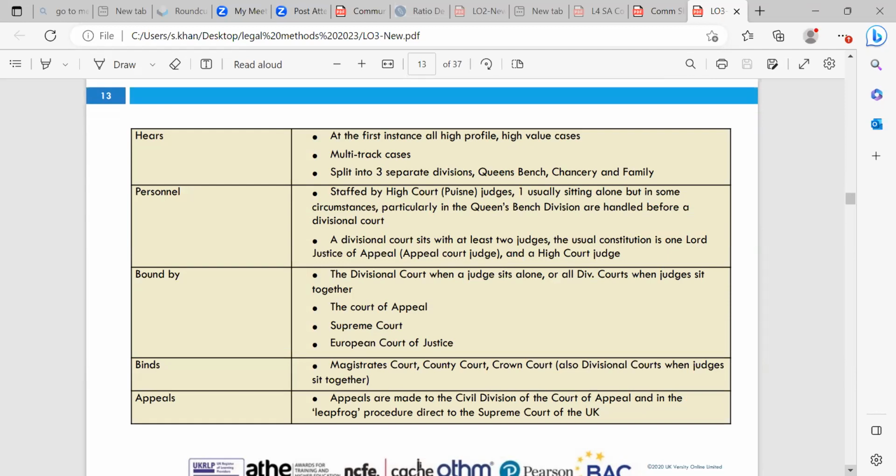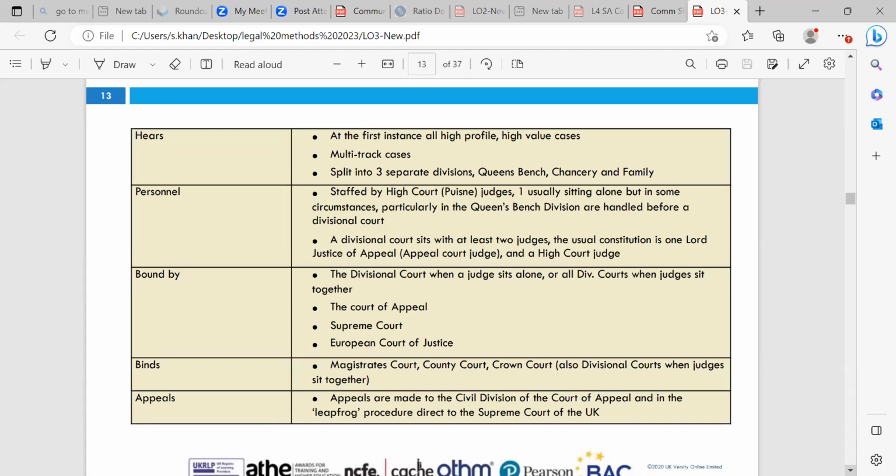The High Court hears at first instance all high-profile, high-value cases and multi-track cases, split into 3 separate divisions: Queen's Bench, Chancery, and Family. It is staffed by High Court judges, one usually sitting alone, but in some circumstances, particularly in the Queen's Bench division, cases are handled before a divisional court. A divisional court sits with at least 2 judges.